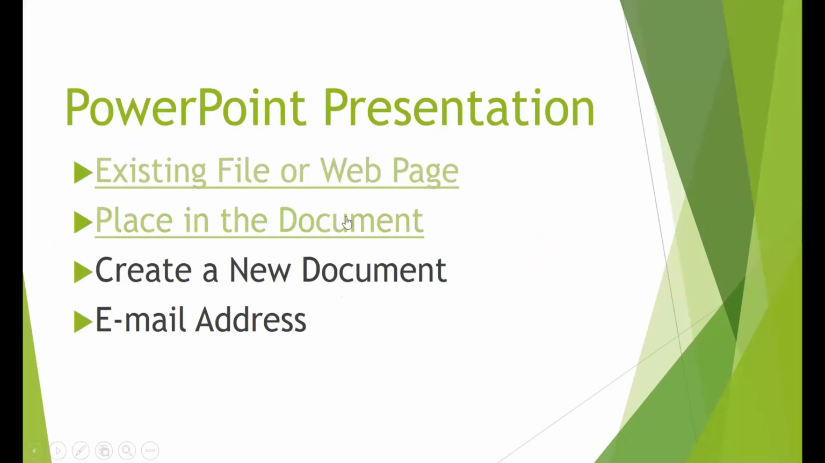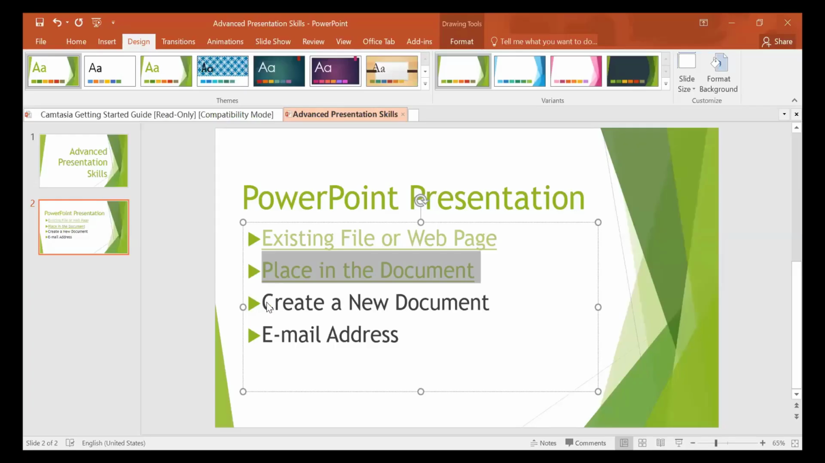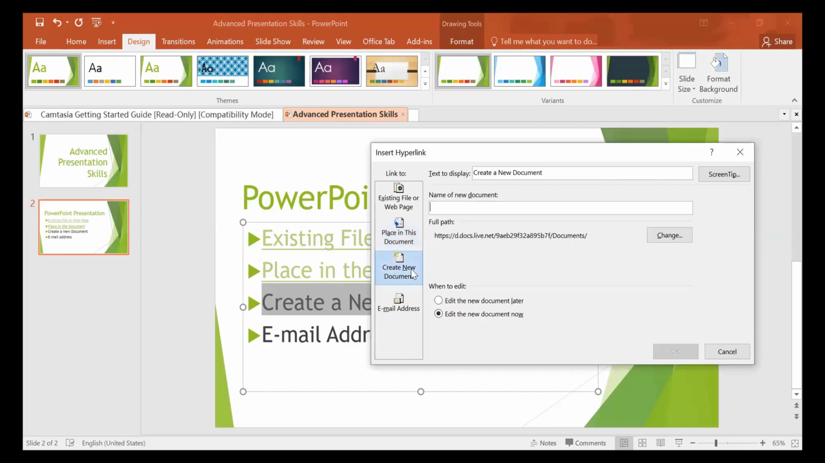Okay. Now, what about the third one? The third bullet. Again, highlight, right-click, look for hyperlink, and create a new document. When you're about to create a new document, you simply create a file name. For example, this one, new. Then you have 2 options here. It creates a hyperlink that once you click it, creates a new document in a specified location.